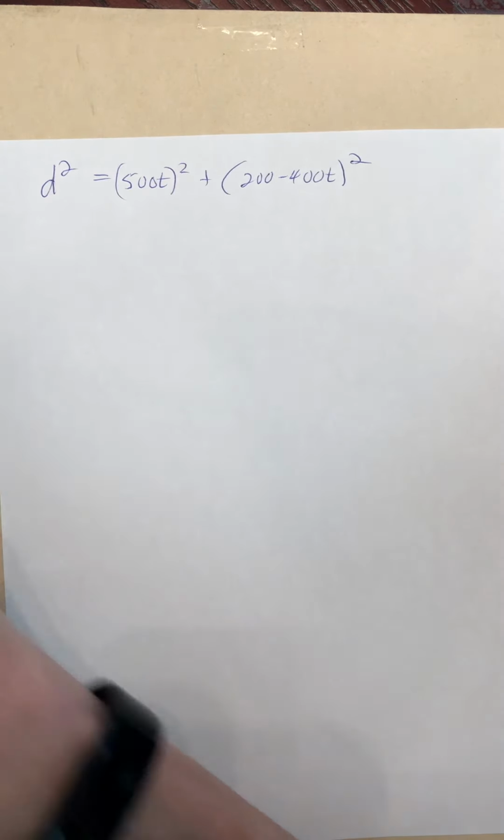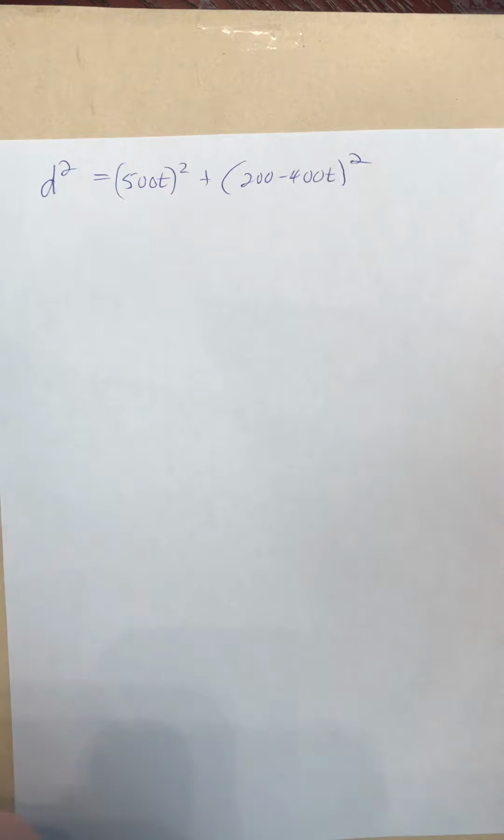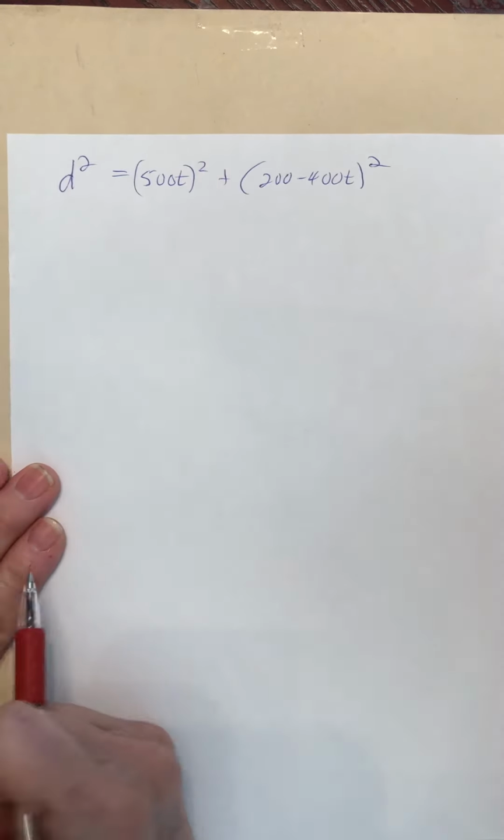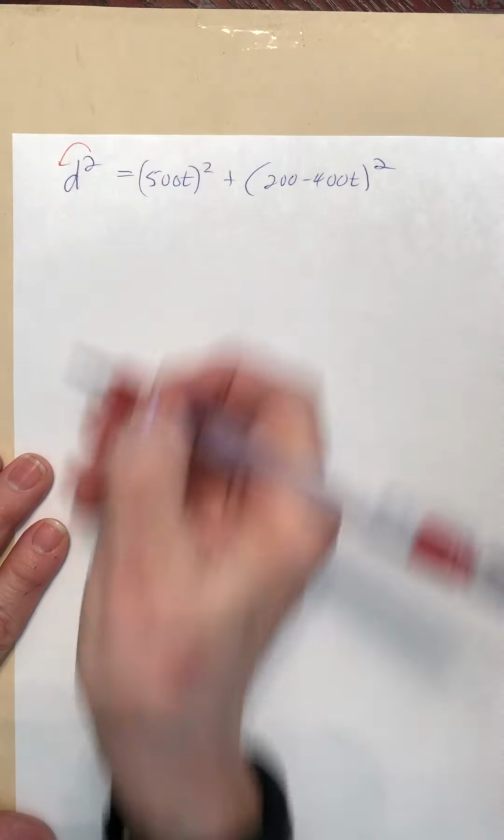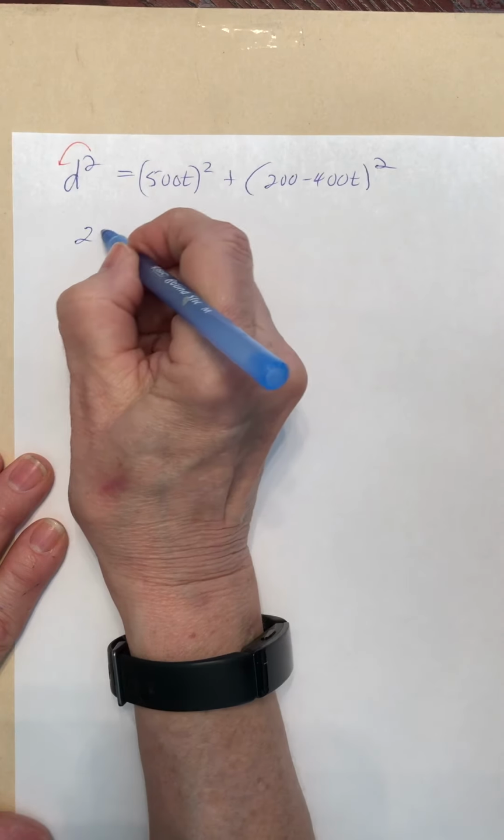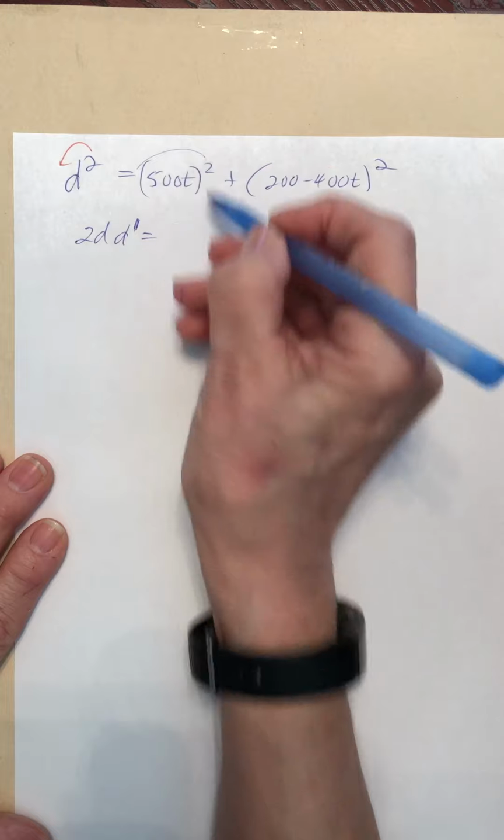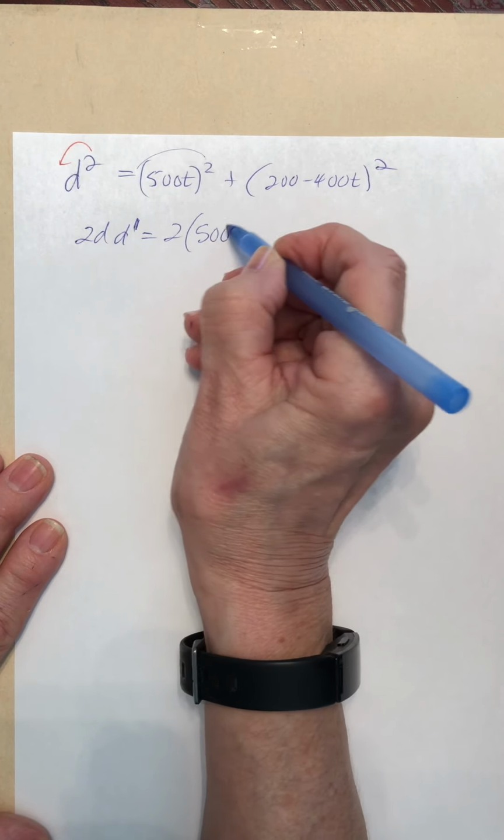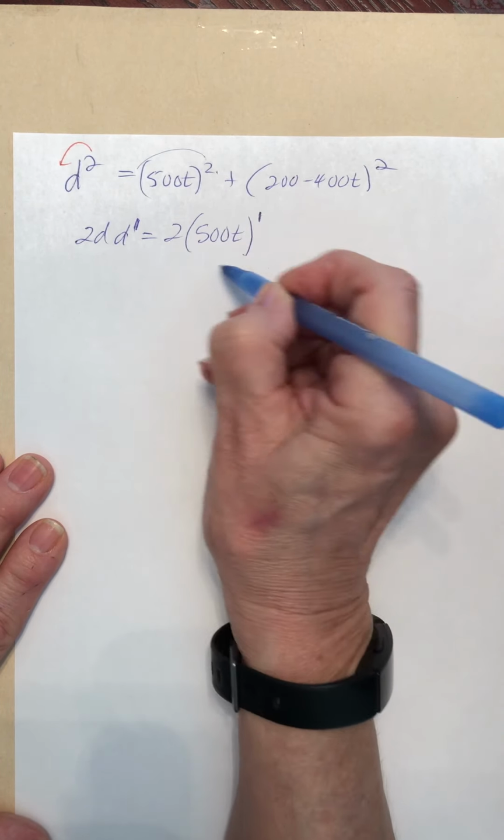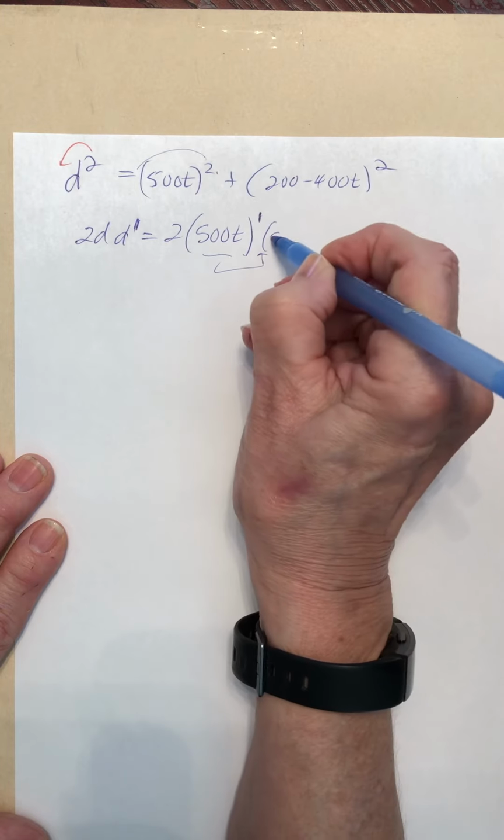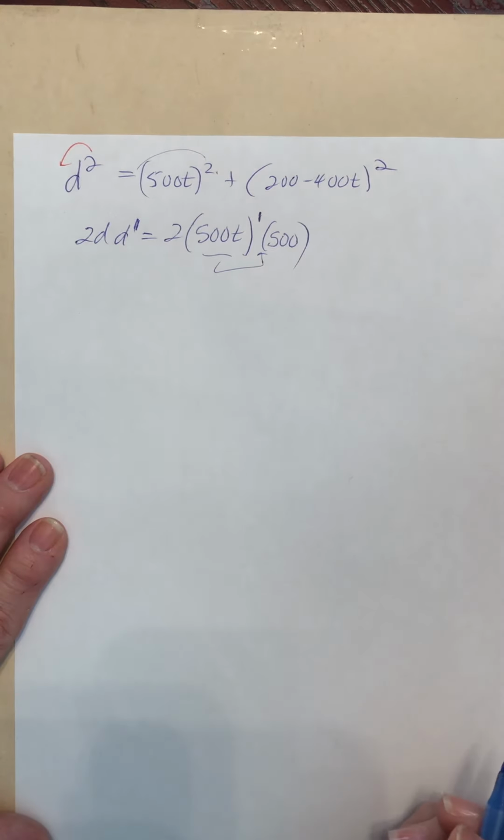I'm going to say, you know what, I'm just going to tackle this right now, and I'm going to find the derivative. I'm not going to expand first. So derivative of this side, I'm going to have this 2d prime. So chain rule, right? 2 comes out front. Keep the 500t, take 1 away, but follow it by the derivative of the inside, which is 500.